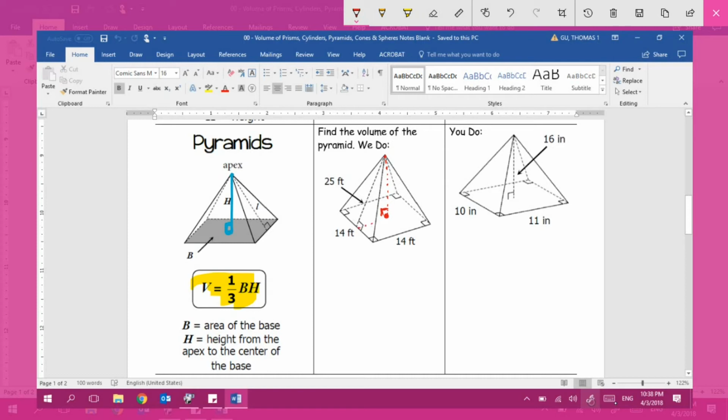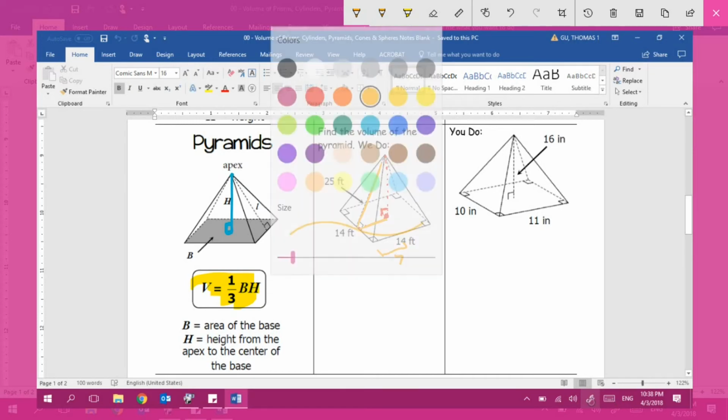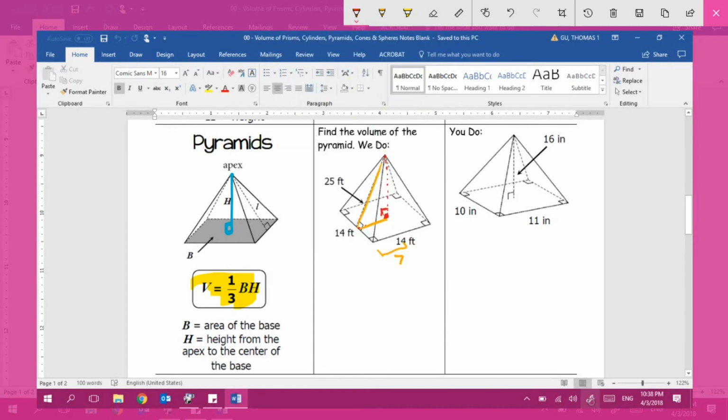Look at this. The slant right here is 25, right? And then this length right here, the whole length is 14, so that means just this half right here would be 7. So I can use the Pythagorean theorem to find my apex, which is this side that I've marked in red right here. That's the apex.